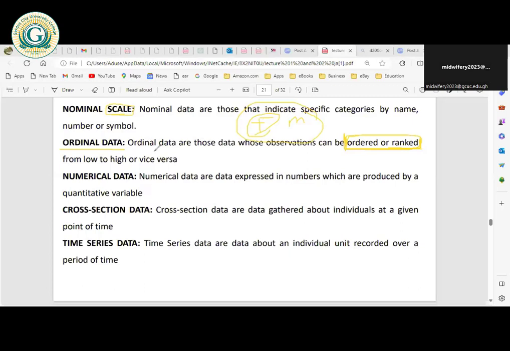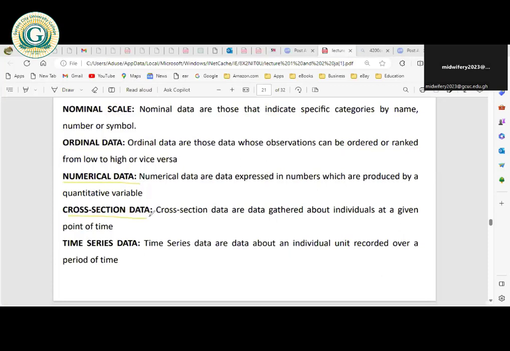Okay. You can have a grading system: good, very good, poor. So whenever you can put these things in ranks, then that is referred to as ordinal data. I've already talked about numerical data.